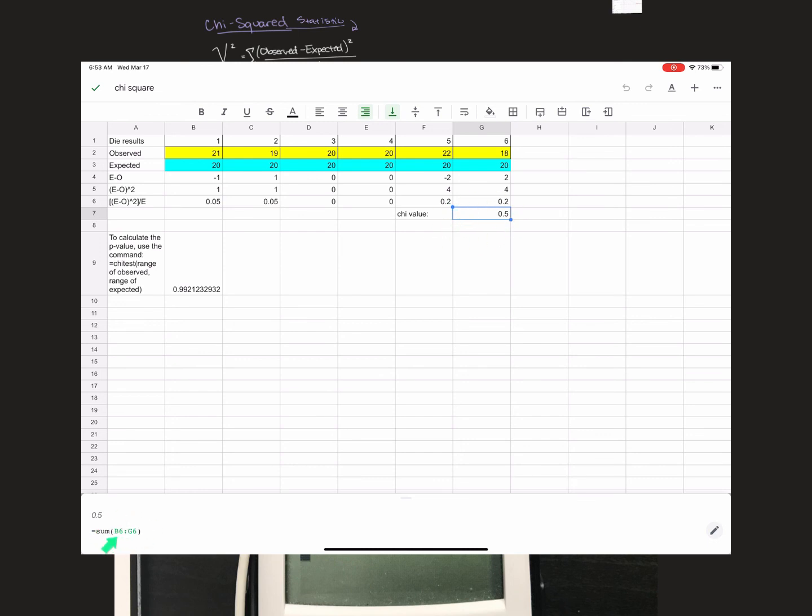Here's the formula. It literally just added up B6 through G6. So I'm just summing those. That's how I got the chi value.